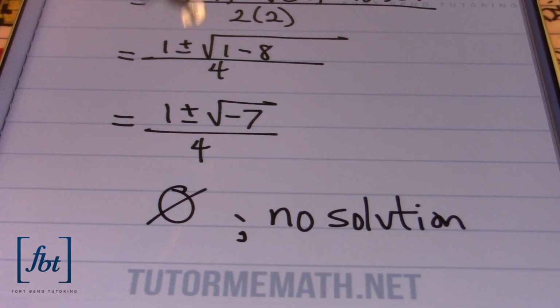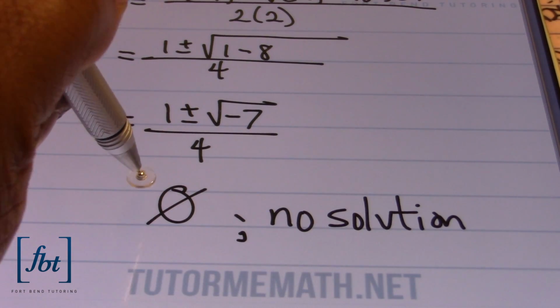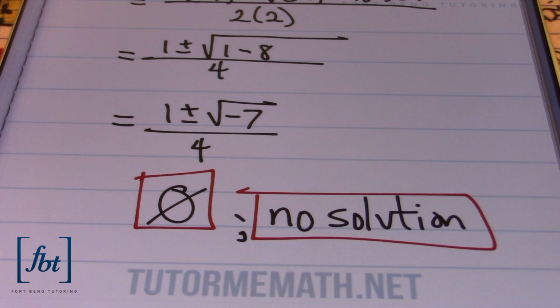So because we couldn't find a real value to plug back into our functions, this confirms to us that the two functions will never intersect. It's no solution. It's not happening. Red boxing it. Problem number 3.